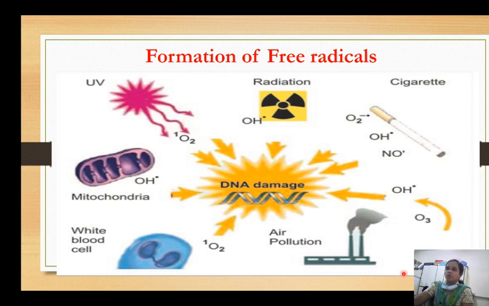Next, all these environmental factors like ultraviolet radiation can form OH minus. Various toxins from cigarettes can form superoxide, OH minus, and nitric oxide ions. Ozone can also form OH minus ions. Various air pollutants can all form free radicals. So finally, what are they doing? All these free radicals will affect the DNA and cause damage to the DNA. That damage to the DNA will finally affect the cell and lead to the death of the cell.